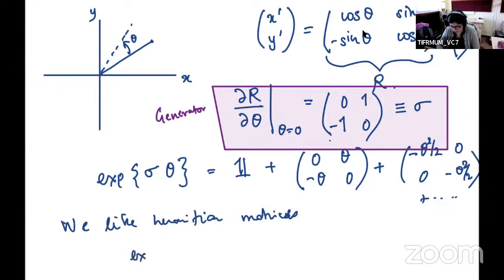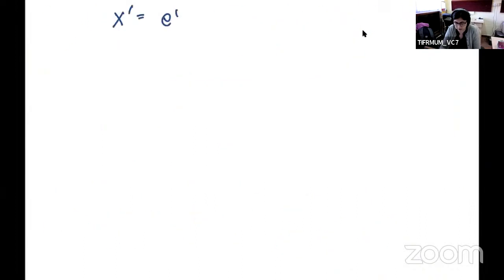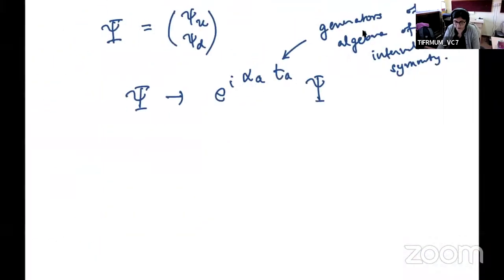So we tend to write it like this: i theta sigma 2, where sigma 2 is our normal Pauli matrix. Okay, so you could have written down this same transformation as x prime is e to the i sigma 2 theta x. Okay. So this is what we are going to do also for, so this is essentially what we're doing here as well.